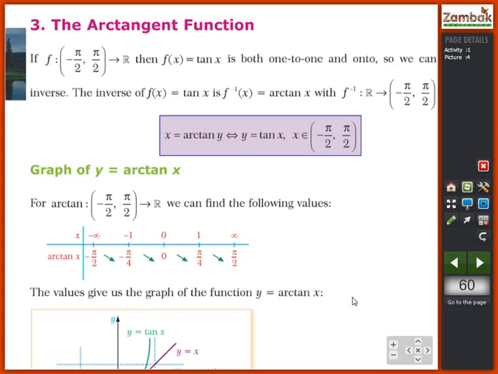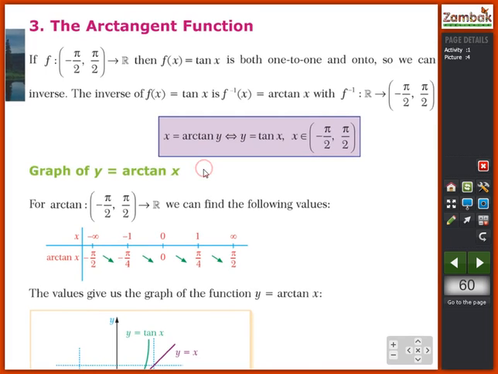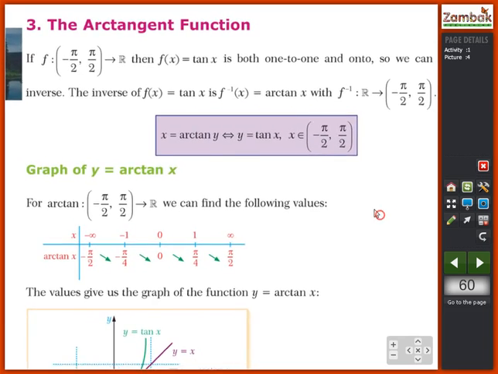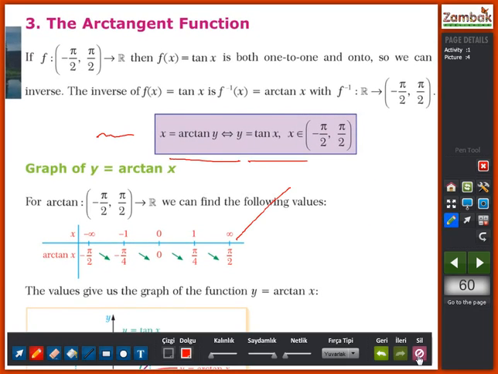Guys, now we will learn about the inverse of the tangent and cotangent functions. As you see here, this is our tangent function, and we will limit the domain of the tangent function because it's not one-to-one. If we limit the domain between minus pi over 2 and pi over 2, it will be one-to-one, so it will have an inverse function.